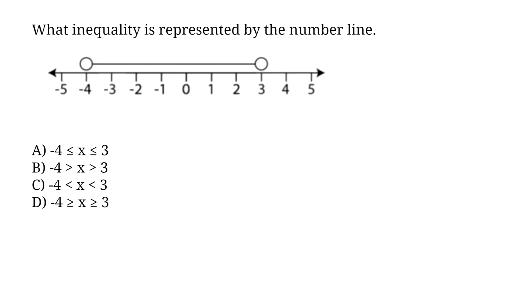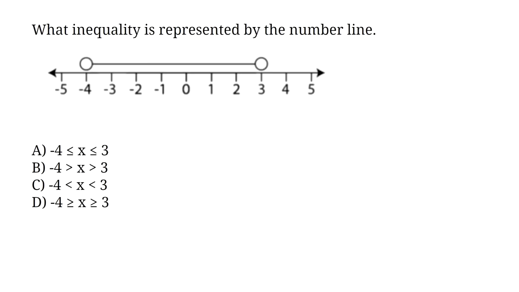What inequality is represented by the number line? A. Negative 4 is less than or equal to x, which is less than or equal to 3. B. Negative 4 is greater than x, which is greater than 3. C. Negative 4 is less than x, which is less than 3. D. Negative 4 is greater than or equal to x, which is greater than or equal to 3.